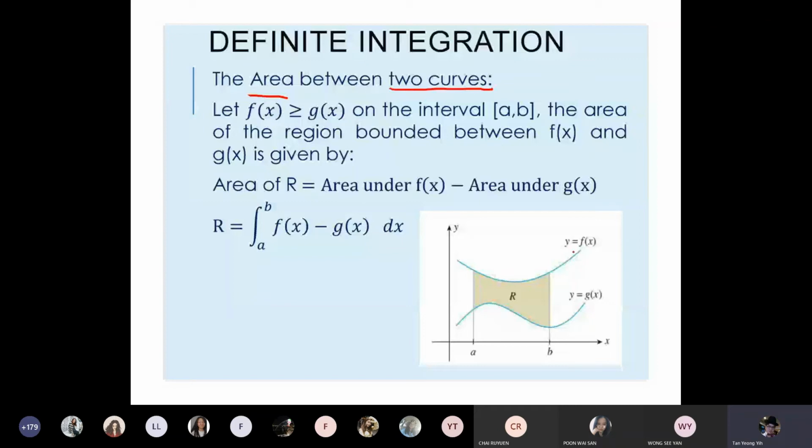Okay, now as you can see in the diagram here, we have two curves here. One is the f(x) and the other one is g(x), right? We have two curves.